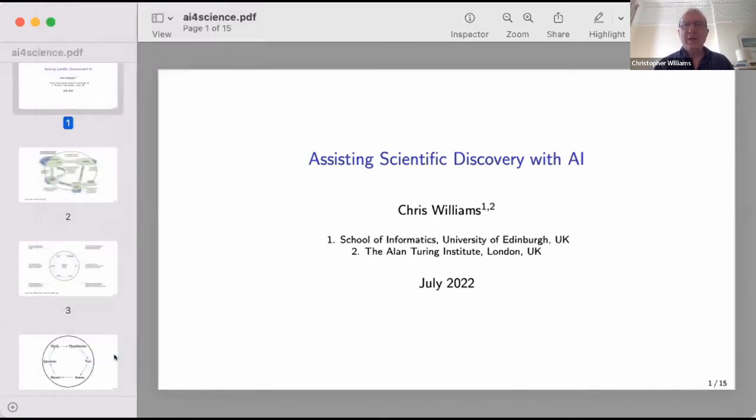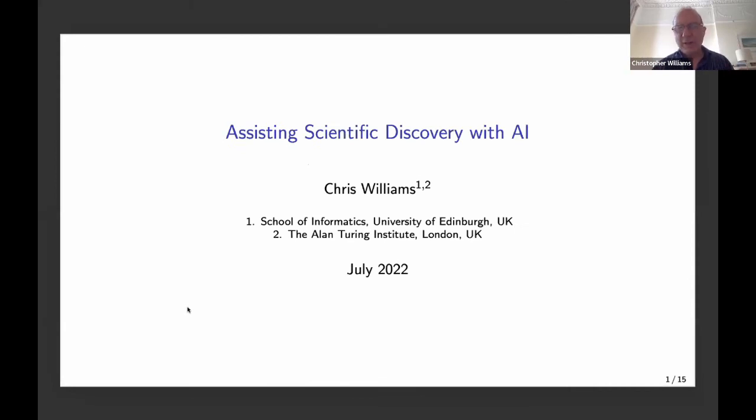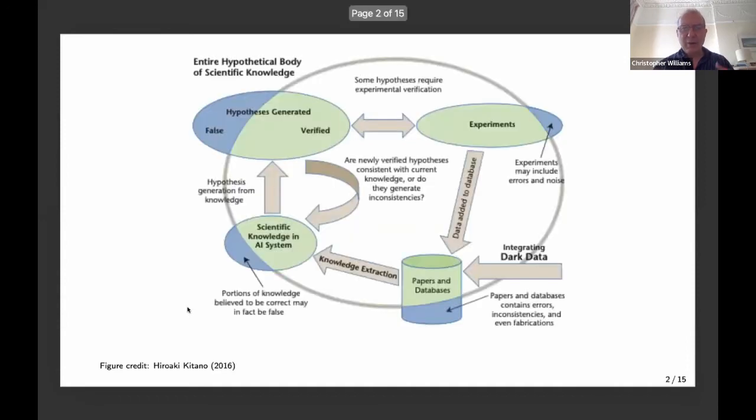So I really want to talk in two parts, and the first one is a general question about assisting scientific discovery with AI. When you do that, you want to think, what is the process of scientific discovery? And the sort of diagram you often see is something like this. This one is from a paper by Hiroaki Kitano from 2016. If we start on the top left, we've got some hypotheses that are generated.